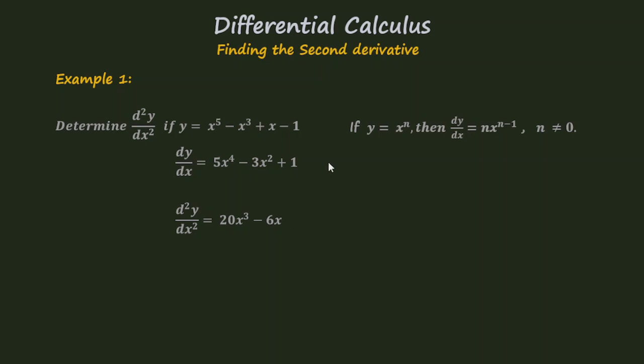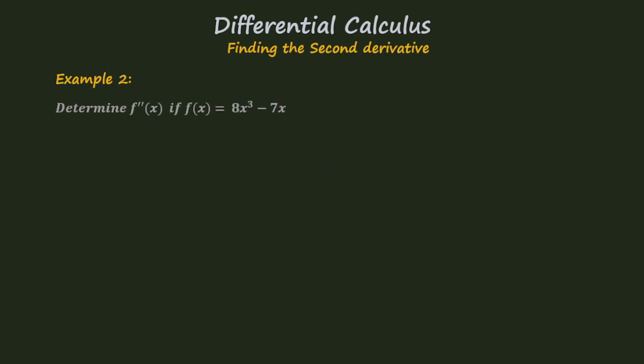Let's try another example to solidify this concept. Let's say you've been given the function f(x) equals 8x to the exponent 3 minus 7x, and you were asked to determine the second derivative of this function. What you do is apply the general rule for differentiation once. When you differentiate this, you multiply x by its exponent. We already have a constant here, so it's going to be 3 times 8, which gives us 24, and then 3 minus 1, which gives us 2.